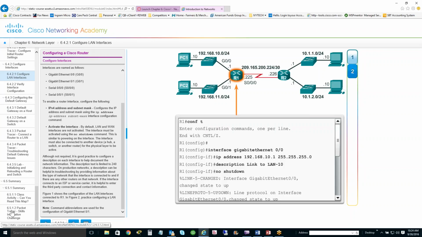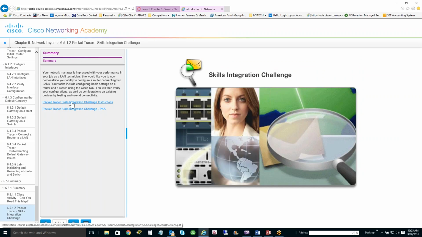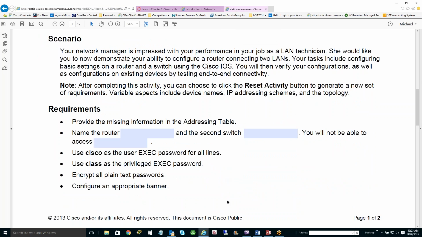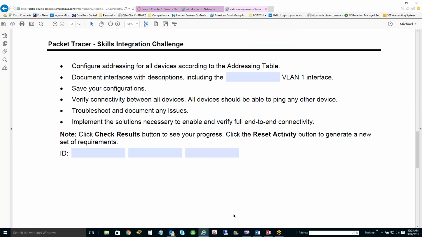There is, at the end of this chapter, a Packet Tracer skills integration challenge. That is a good exercise that basically allows you to get a network set up from front to back and configure it appropriately. If I recall correctly, it doesn't take you step by step on how to do it. It pretty much gives you all the information and says, okay, take what you've learned and do it.